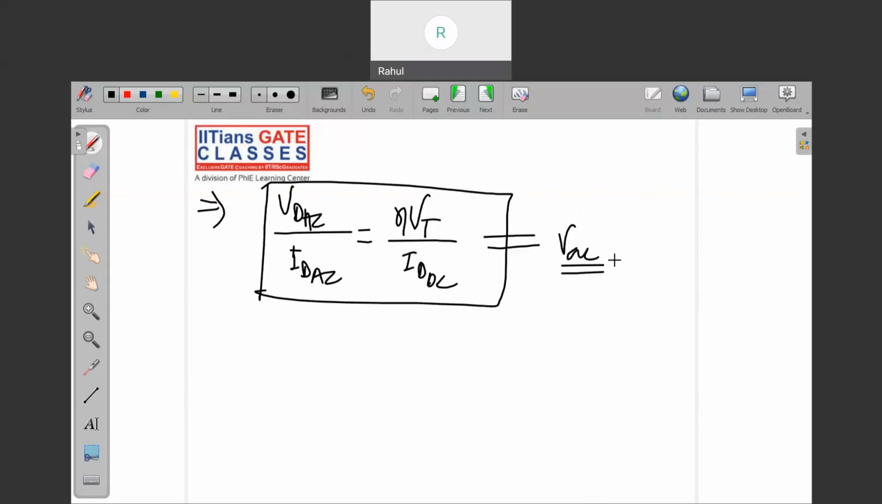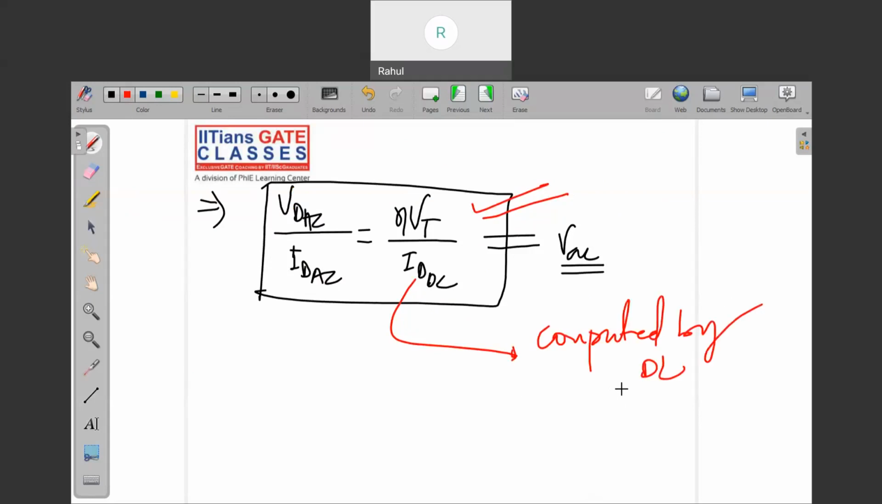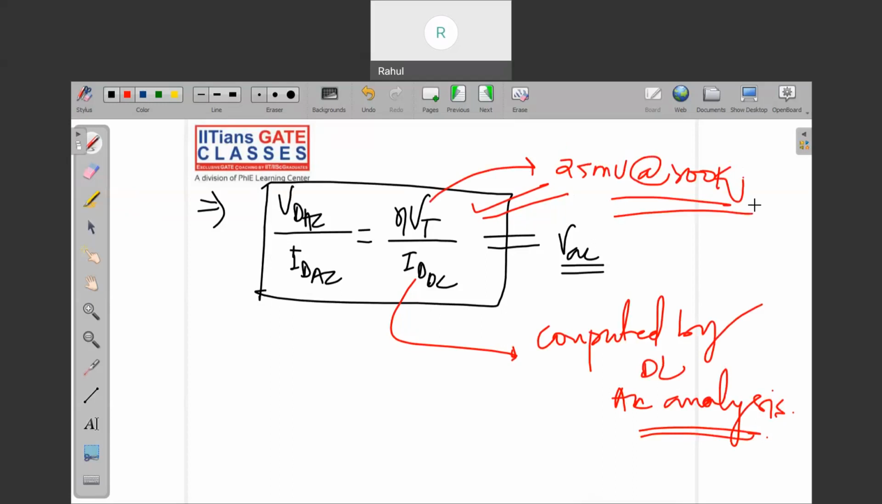This is the value of resistance, where η can be 1 or 2 for silicon and germanium, and you have to focus on this. This can be computed by DC analysis, and VT is given as 25 millivolt at 300 K. So I hope you understood how to compute this rAC. Nothing to worry about.